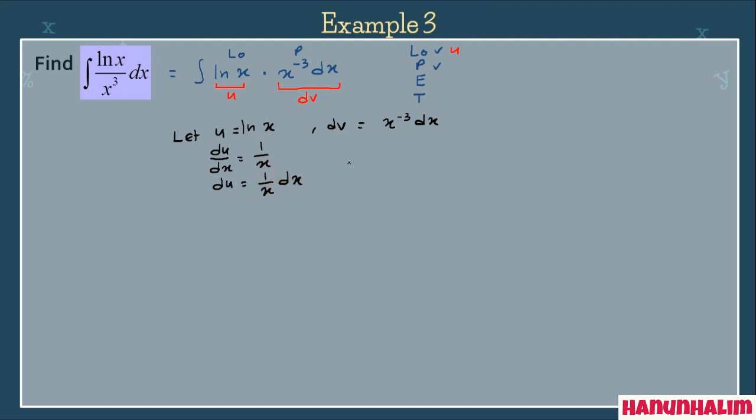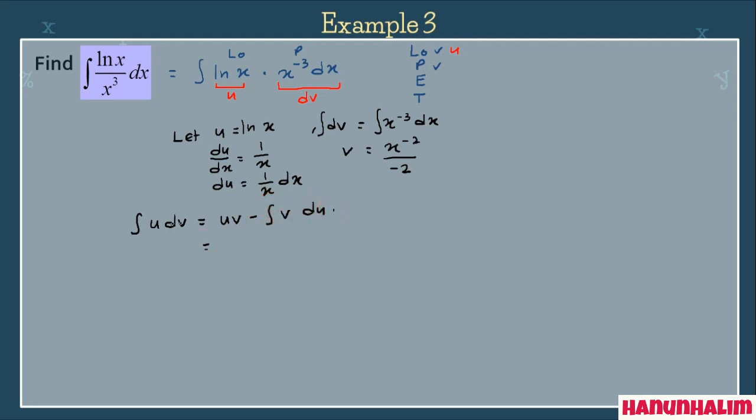For dv, kita kena cari v. So how to find v? Kita akan integrate. When we integrate dv, we will get v. Bila kita integrate x to the power of negative 3 dx, power kita akan tambah 1. So negative 3 plus 1, negative 2 over negative 2. So now kita dah ada u, dv, du, v. Jadi tulis dulu formula. Kita punya formula is u dv equal to uv minus integral v du.